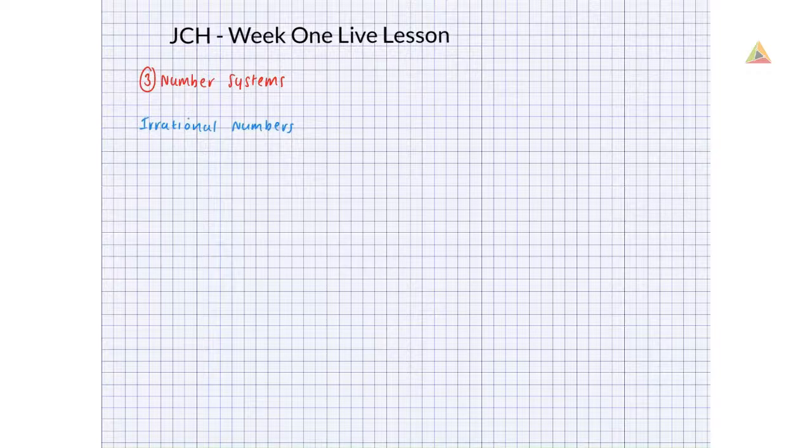The last part of this particular section is irrational numbers. So I'm just going to write down what an irrational number is, okay? An irrational number is a real number and it cannot be written as a ratio of integers. Okay, so that's the definition. I'm going to write out the definition and then explain it using an example. Okay, so an irrational number is a real number, and I'll get to real numbers in a minute as well, that can't be written as a ratio of integers.